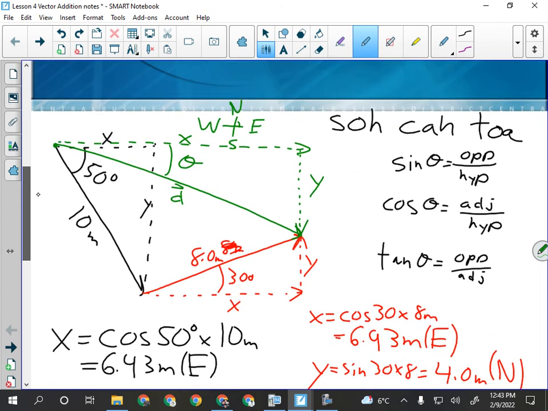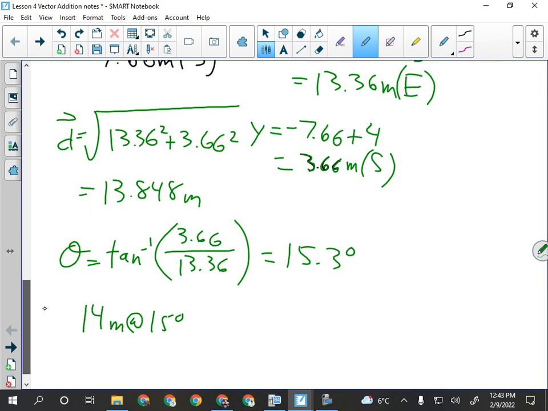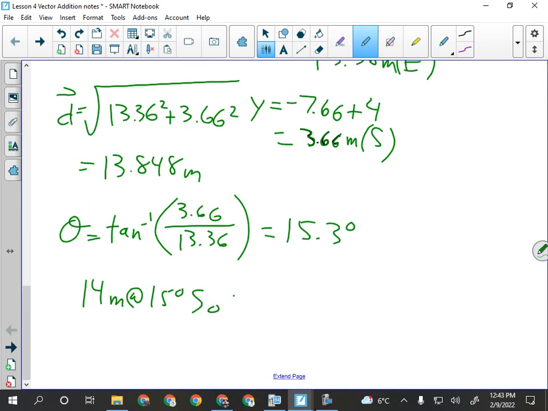Which way is that angle? Tess, which way is that angle? South of east. Okay, this angle would also be correct. Why? How can there be 2 correct answers?